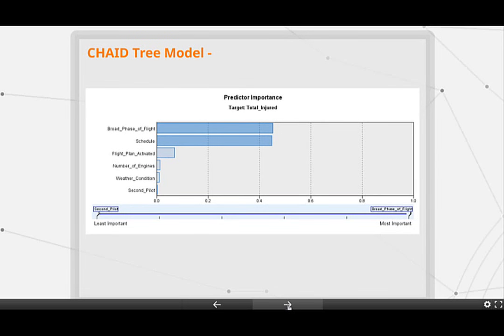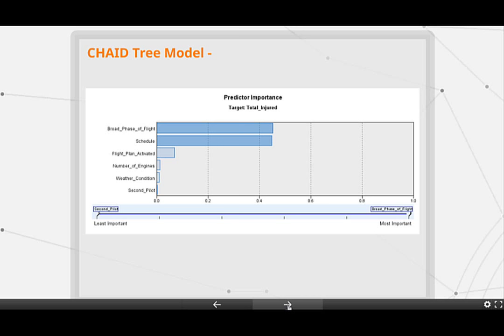Now let's go ahead and have a look at the results which this model gives us. As you can see, the broad phase of flight, followed by the schedule and flight plan activation, are the most important predictors. So, what do these infer? Careful study of these variables might lead us to some findings which help us in providing recommendations to the aviation industry. A few phases of flight are prone to accidents. Extra carefulness during these phases might minimize the accidents.